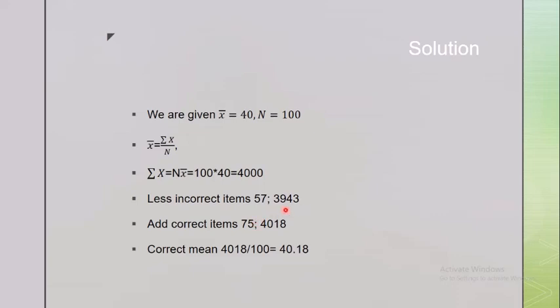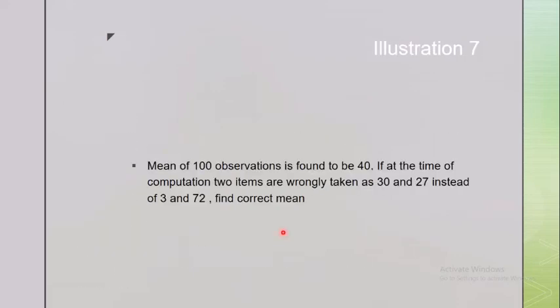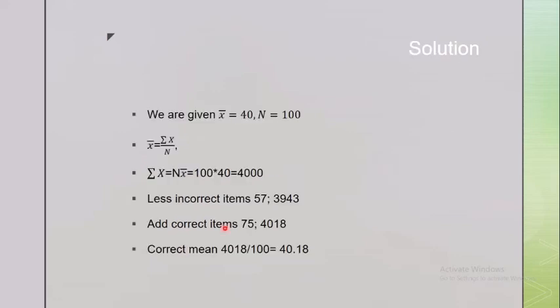and then you have to add 75, because it is said that 3 and 72 are the correct numbers, so 75 should be added, and then you will get the correct sum. So the correct sum is 4018 divided by 100, which is 40.18. So that is how you find the correct mean.